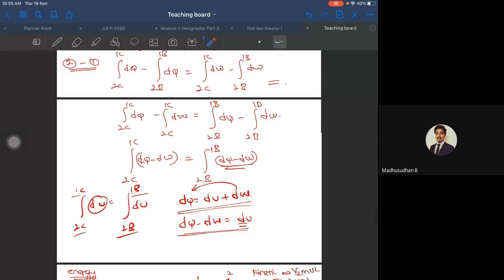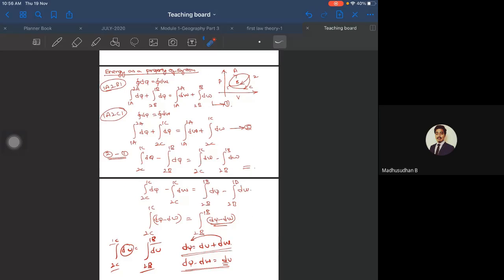Clear? Simple. Just apply the first law for this particular cycle once and for the other cycle once. Do 2 minus 1, subtract those two equations. You will get an equation where you can prove du equals du. That means the energy from path C equals the energy from path B. Then you can prove it is not dependent on the path, it is dependent on the point. That's why it is a point function.